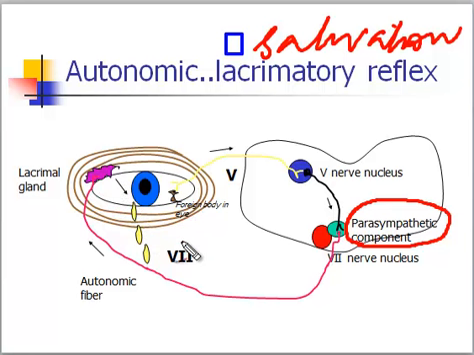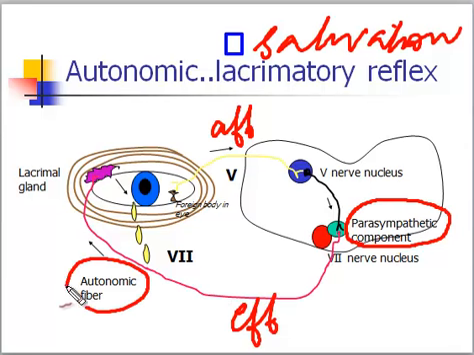irritant. So here you can see that the afferent limb is the fifth cranial nerve, and the efferent limb is the seventh, but it is autonomic fibers traveling with the seventh cranial nerve which bring about the result.